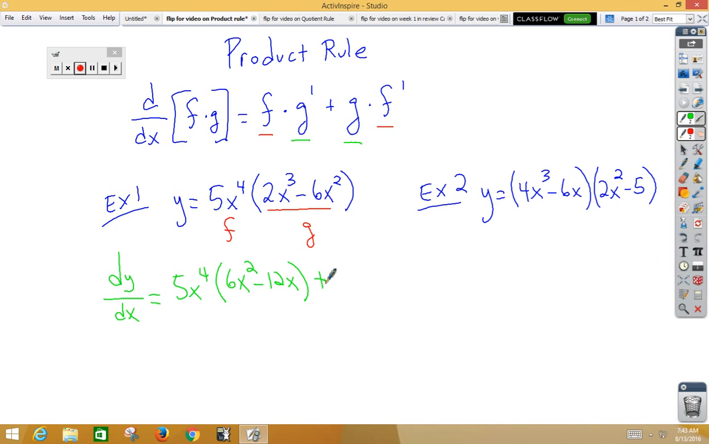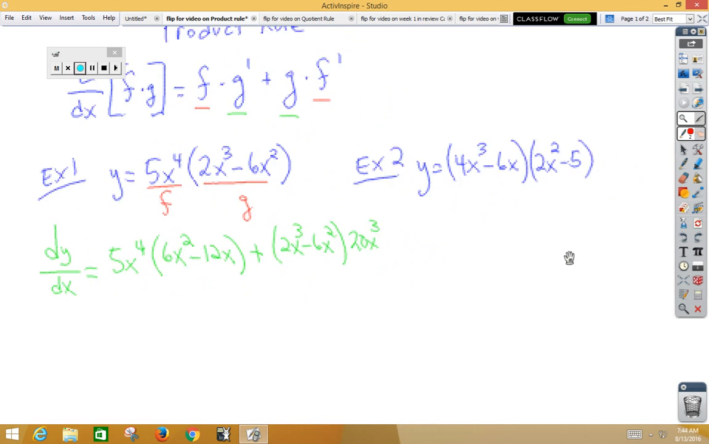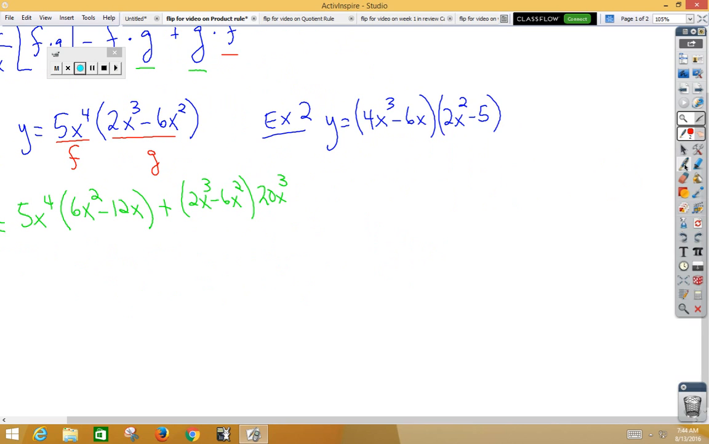and then we're going to do the second function, 2x cubed minus 6x squared, times the derivative of the first function, which in this case would be 20x cubed. Generally speaking, we can leave this alone. Occasionally, they will do some reducing. Let's do a second example. Move this over to have a little more room.